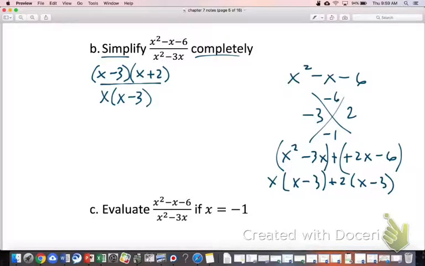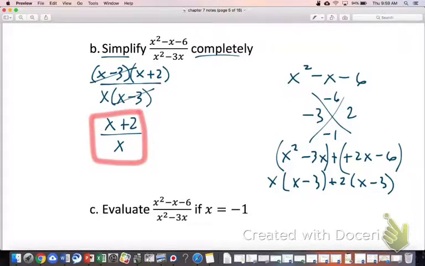The x minus 3s, yes. So this entire x minus 3 cancels with that entire x minus 3, leaving me with x plus 2 in the top and x down there in the denominator. Did you guys get that for an answer? x plus 2 over x. That is the final answer.